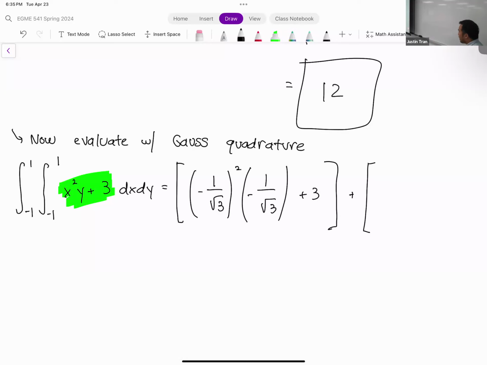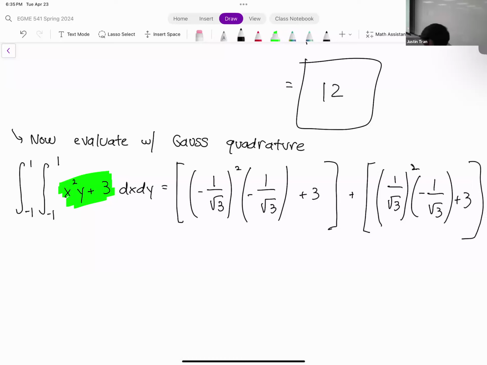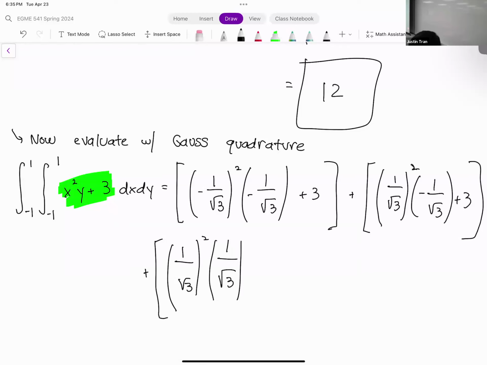Then we have the second Gauss point, which is +1/√3 for x and -1/√3 for y. And so that is 1/√3 squared times -1/√3 plus 3. Plus the third Gauss point here, which is +1/√3 for both x and y. So you have +1/√3 squared multiplied by +1/√3 plus 3.